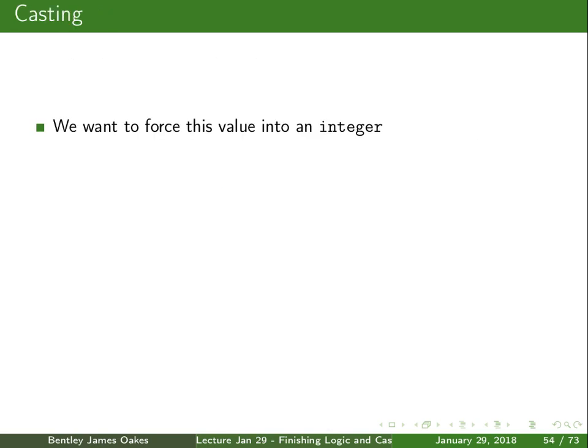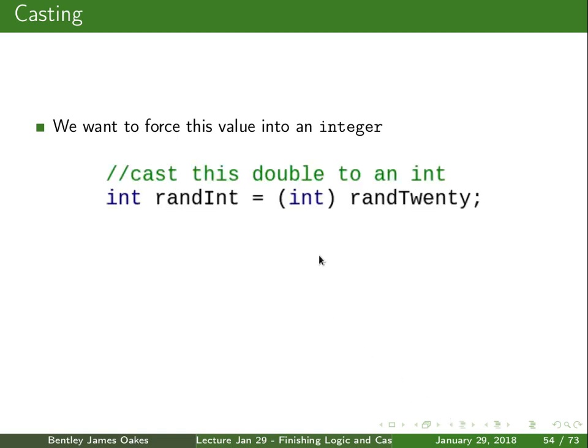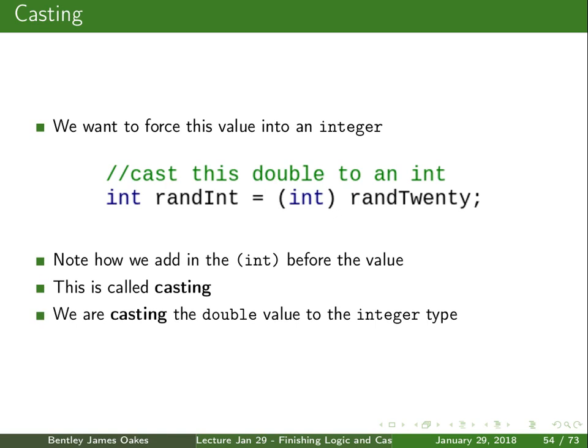So what we want to say to Java is, don't worry about the decimal point. I want you to throw it away, and I just want you to put the result in an integer. So what we do is we put int, and then we put brackets in front of the value we want to cast. So that's what casting is. You put an int with the brackets in front of it, and that says to Java, I want you to take that value, and I want you to force it to be an integer. So this is a double value. We're casting that double value to the integer type.